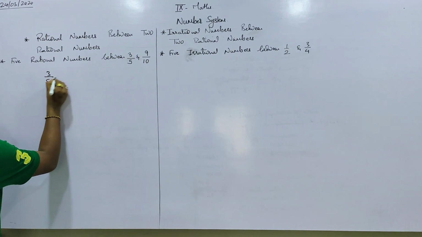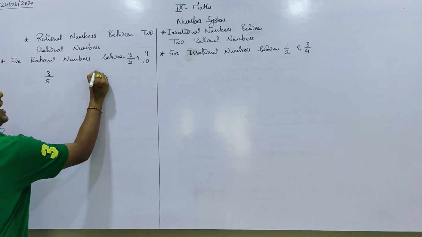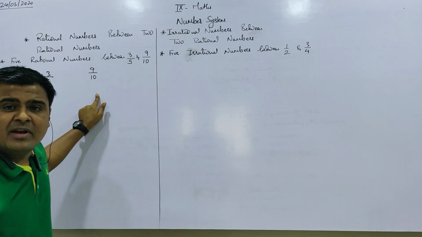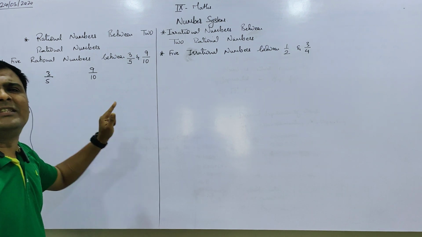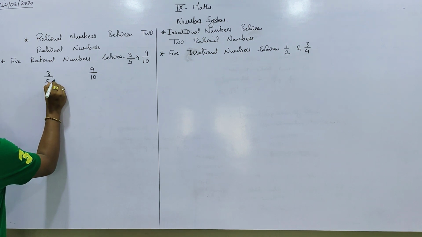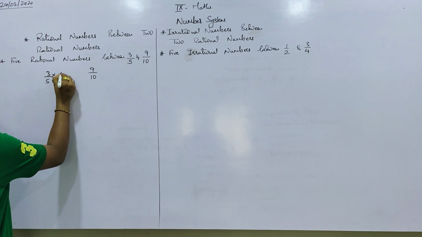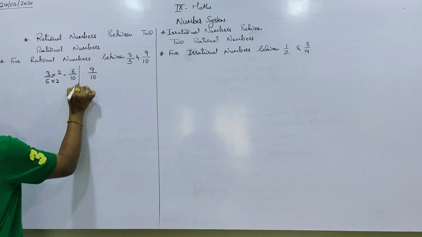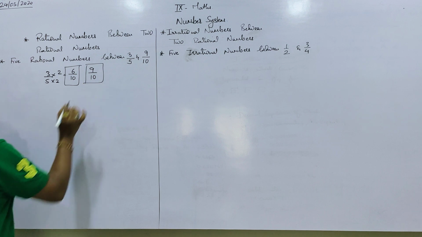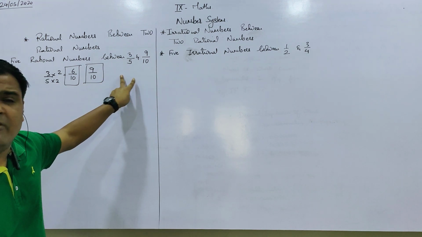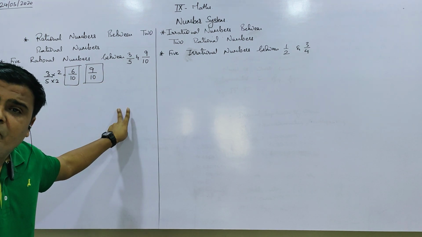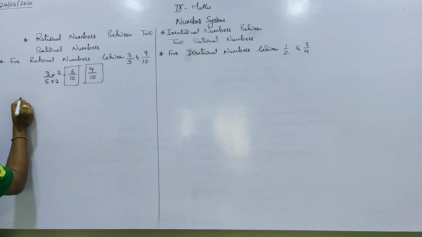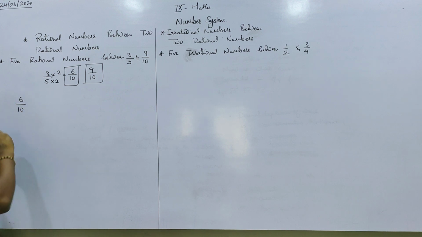3 by 5 and 9 by 10. You can see the LCM of 5 and 10 is 10. Let us make the denominator 10. For that we need to multiply the numerator and denominator by 2. It gives us 6 by 10 and 9 by 10. So here both numbers have the same denominators. Now we can find the rational numbers between these two numbers. For this we need to increase the gap between the two numbers.